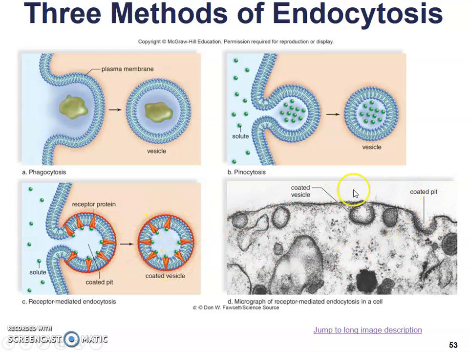Here is an actual picture of it. Here we have the vesicle forming. All right. Here it's starting to bring the substance in, and this membrane is going to move this way. This is going to move this way, and it's going to form a circle or a sphere around it and bring it into the cell.